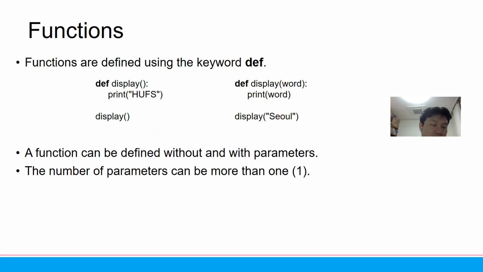I want to make a function called display. When you have a function display, you can have the statements inside the function, and you need to call the function. A function can be defined without or with parameters. So this function is without a parameter, and this function is with one parameter. The number of parameters can be more than one. Let's see.